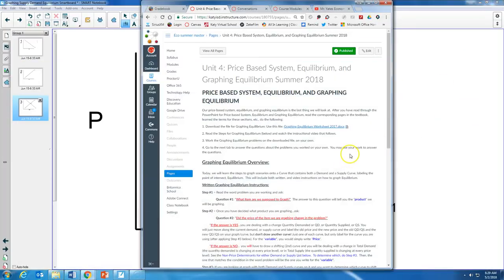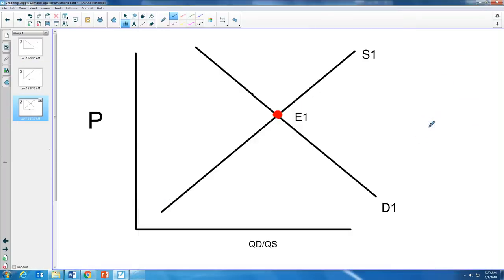I'm going to actually work the problems that are in your unit here. And so I'm going to read the first one. It says, in the automobile market, the local union negotiates a 20% pay raise for its workers. What happens in the automobile market? So we're going to again ask the same first question. What item are we supposed to graph? And in the problem it says what happens in the automobile market. So the product is going to be automobiles.